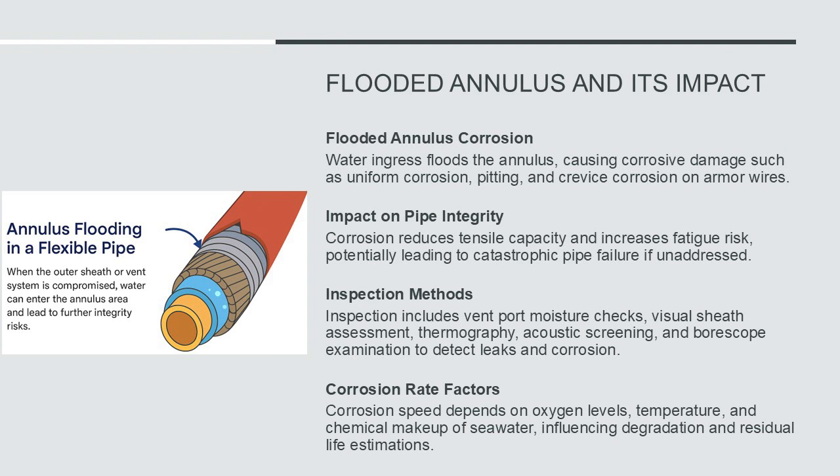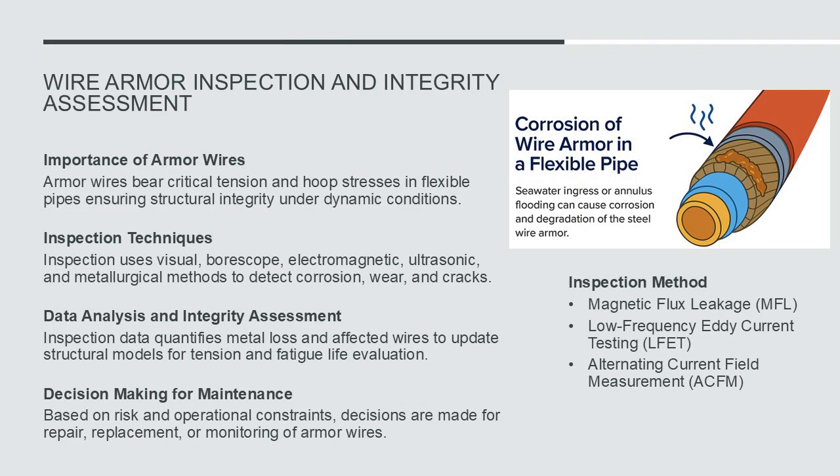Understanding the rate of corrosion requires evaluating oxygen availability, temperature, and chemical composition, which influence degradation speed. Findings from these inspections feed into engineering assessments that update residual life calculations and inform mitigation measures such as drying, sealing, or operational restrictions. Armor wires are critical load-bearing components in flexible pipes, responsible for handling tension and hoop stresses.